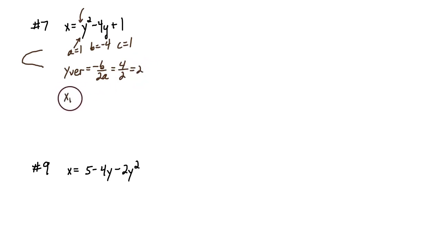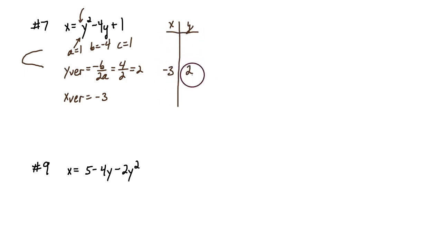Then to figure out what x is, substitute in 2 in place of y in the original equation. 2 squared is 4. 4 minus 8 is -4. And then plus 1 makes -3. So we figured out our vertex is -3, 2. Let's make an XY chart. And in the middle row, x was -3, y was 2.